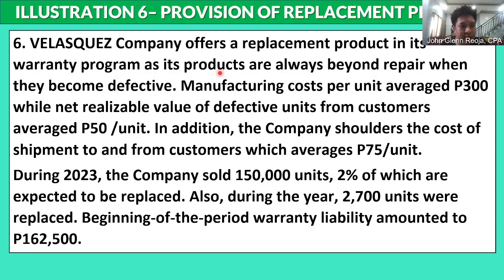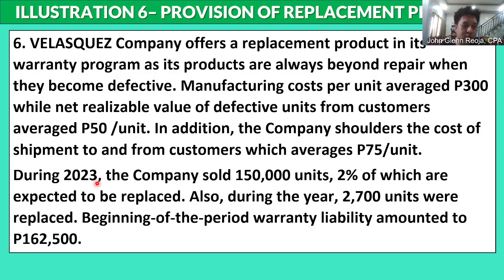So, let's read. Velasquez Company offers a replacement product in its warranty program, as its products are always beyond repair when they become defective. Manufacturing cost per unit averages 300, while net realizable value of defective units from customers averages 50 per unit. In addition, the company shoulders the cost of shipment to and from customers, which averages 75 per unit. So, actually, you have relevant costing.